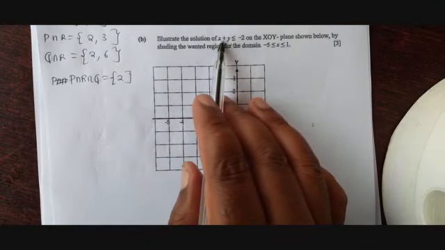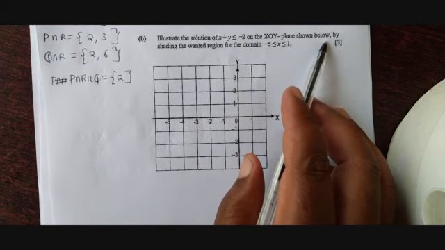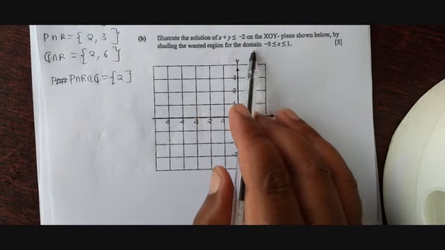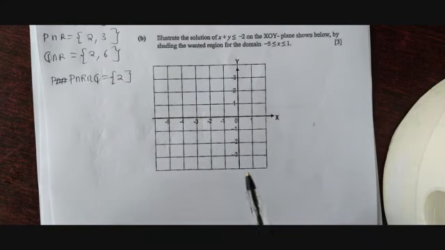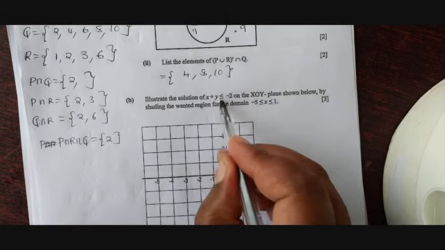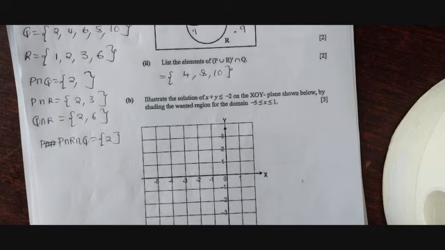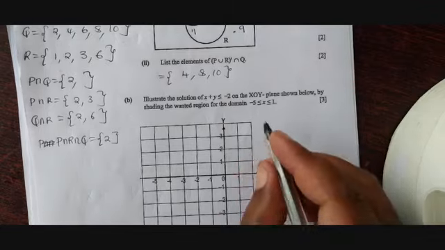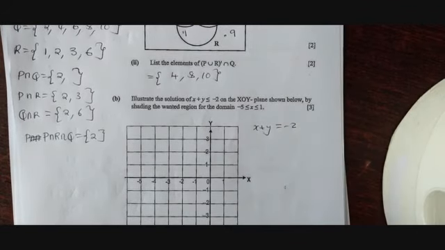Illustrate the solution of x plus y is less or equal to -2 on the Cartesian plane shown below by shading the wanted region of the domain. -5 is less or equal to x, x is less or equal to 1. Now look, if you have got this one, this is the easiest to plot. That's the easiest you can ever plot. So what are they telling you? You have got x plus y is equal to -2. When plotting, you use the equal sign.